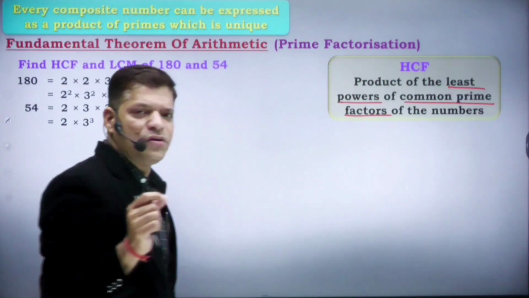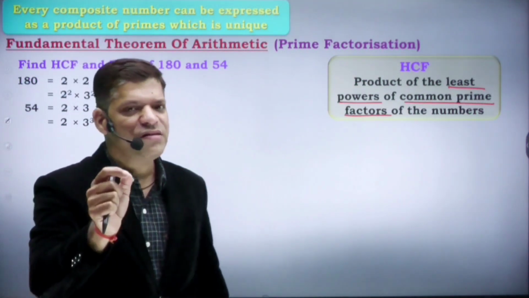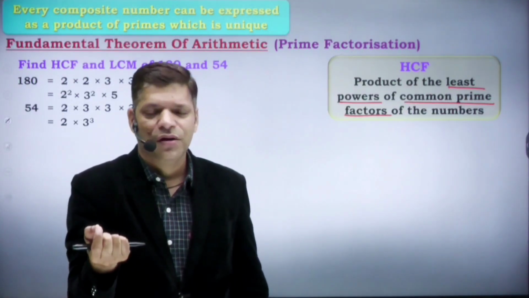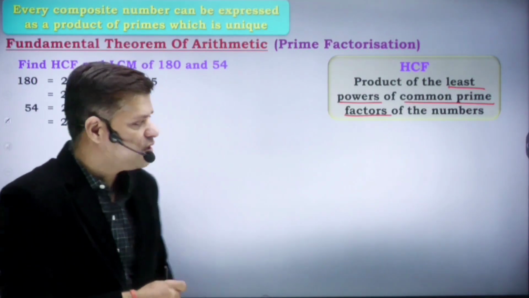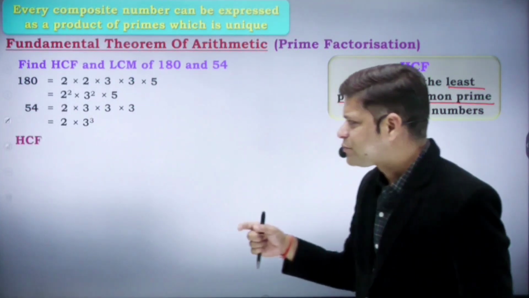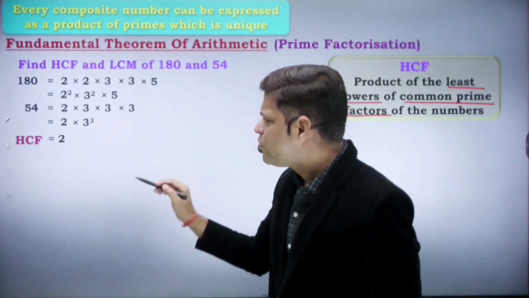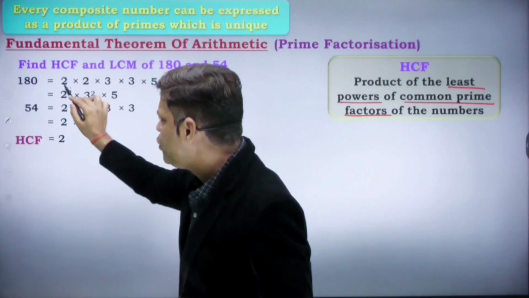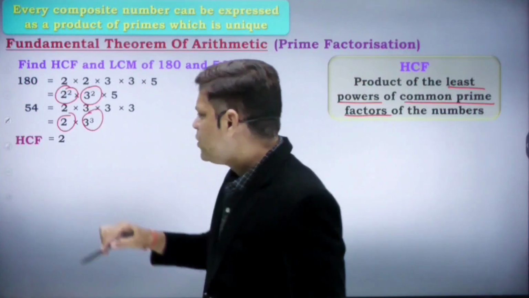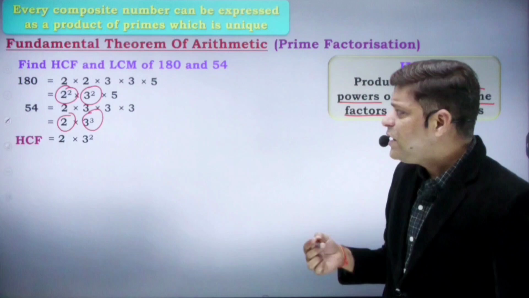So whenever we are going to find the HCF, we should know two points: the least power, or least exponent, of the common prime factors. Here we can see that the common prime factors are 2 and 3. So we will write down the common prime factors 2 and 3 with the least exponent.